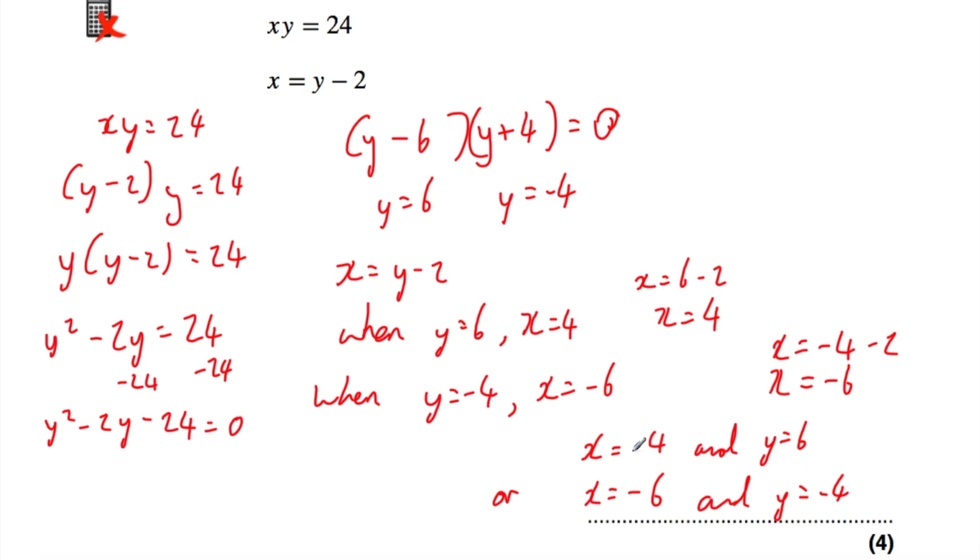So there are two solutions. And if we were asked this question, instead of being asked to just solve these simultaneous equations, we were asked to find the coordinates of the points where this straight line meets this graph here, the answers would be the points 4, 6 and negative 6, negative 4. So that means if you're asked the question in terms of finding where graphs intersect, that you can actually find your coordinates. And that's it.